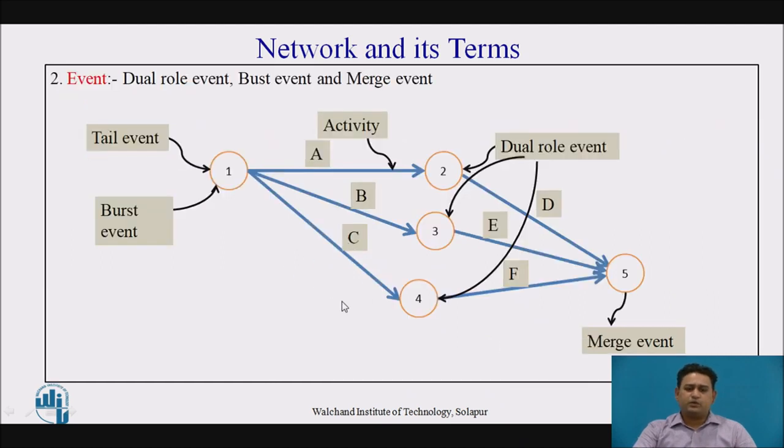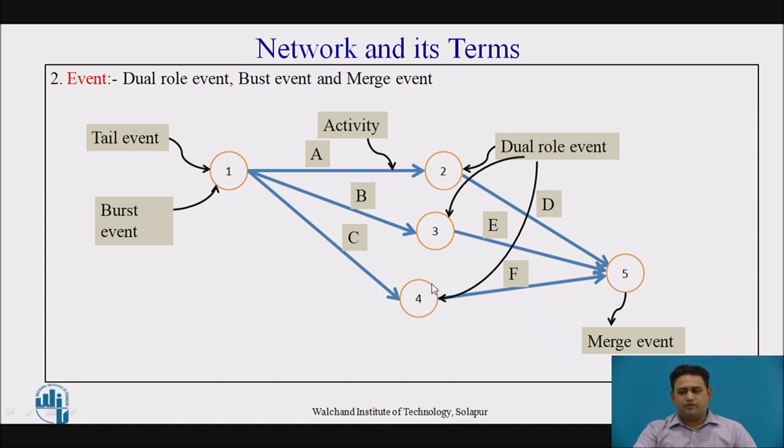In this network diagram, 1 is the starting event from which all the activities start, that is A, B and C. As all the activities start from event 1, there are only outgoing arrows, so it is known as a bursting event, and this event is also a tail event.